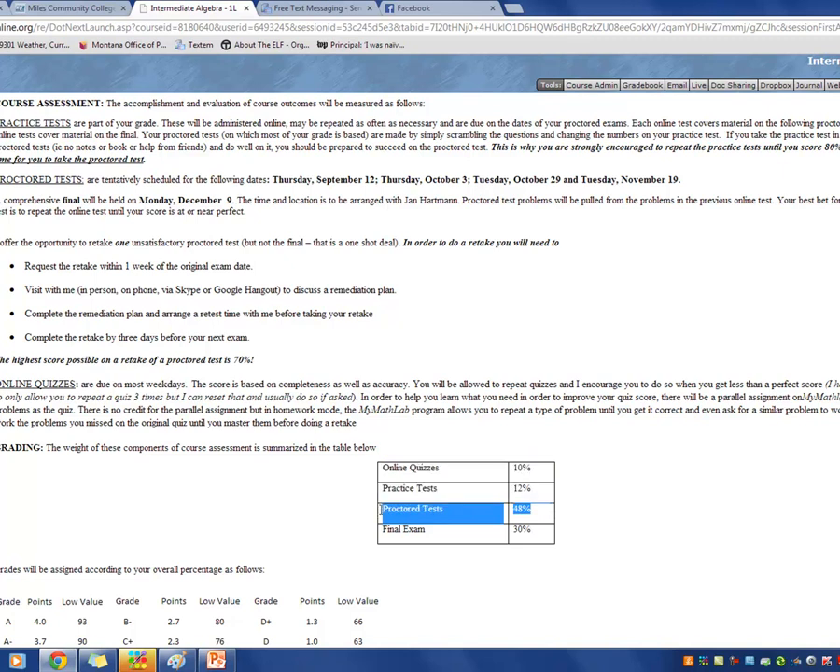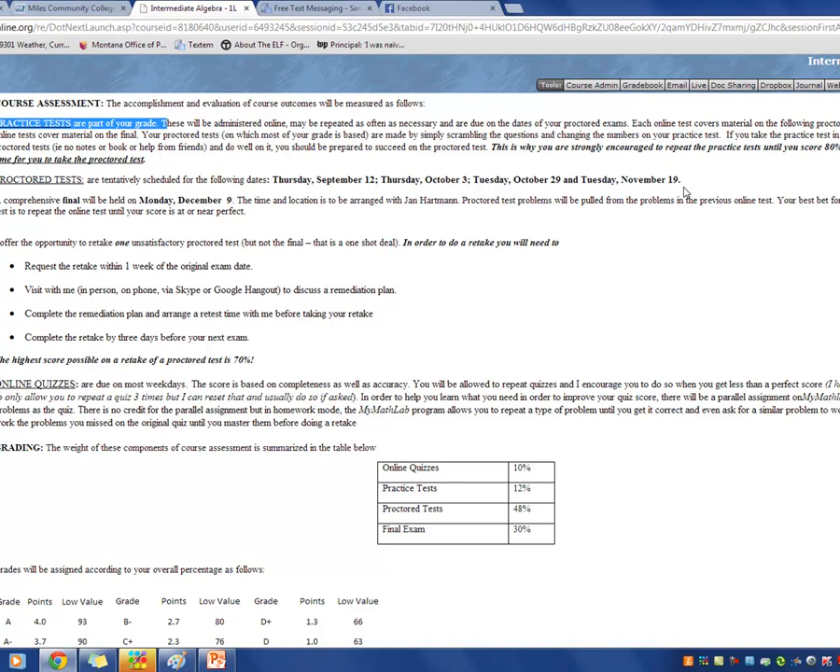Now, speaking of building up to the proctored tests, what we want to first go to are these things called practice tests. Now, practice tests are going to be part of your grade. So even though they're called practice, it's part of your grade. They're administered online, so you don't have to be at a particular place at a particular time to get them. You can repeat them as often as necessary. And the due date is the date of your proctored exam. So each proctored exam date, each one of these 4 dates, has a practice test that goes with it.